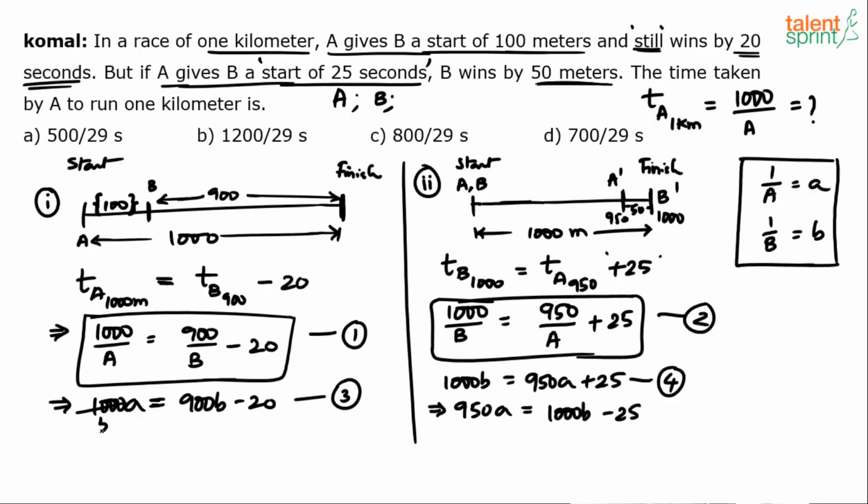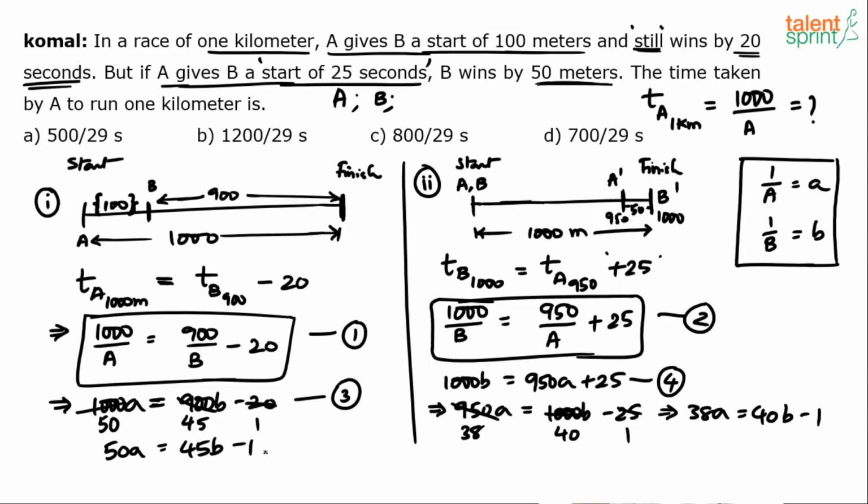So 20 is 50 times here, 50a. This is 45 times, and this is 1 time. So 50a equals to 45b minus 1. Divide this by 25. 25, how many times? 4, 9, 36 plus 2, 38. This is 40. This is 1. So 38a equals to 40b. It will still look complex only, but numbers will become smaller. This is 50a equals to 45b minus 1.